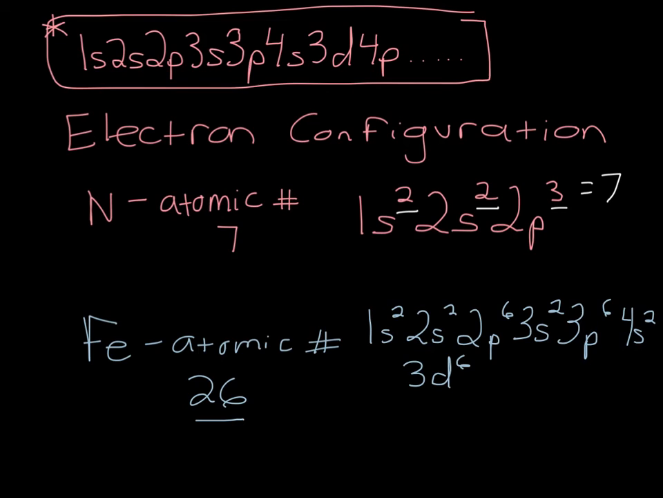So if you find iron on the periodic table and go backwards, you see that we hit the noble gas argon. So the shortcut for writing iron's electron configuration is to write argon, Ar, in brackets, and then 4s2, because that's the energy level that comes right after argon, and then 3d6.